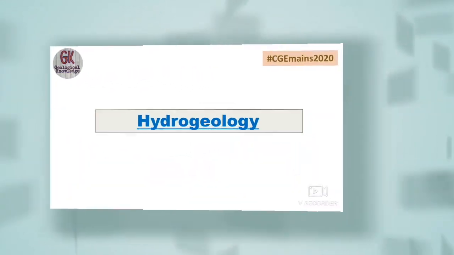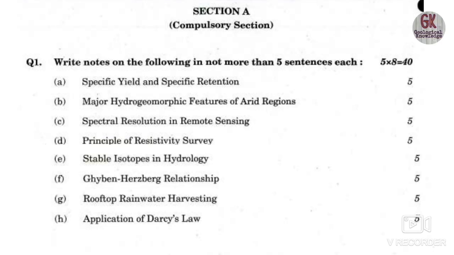Now we come back to the hydrogeology section or hydrogeology paper. So firstly there are 8 compulsory questions. First one is the specific yield and specific retention, hydrogeomorphic features of arid regions, the spectral resolution in remote sensing, principle of resistivity survey, stable isotopes in hydrogeology, Ghyben-Herzberg relationship, rooftop rainwater harvesting, and applications of Darcy's law.